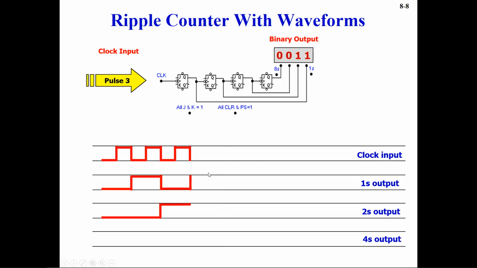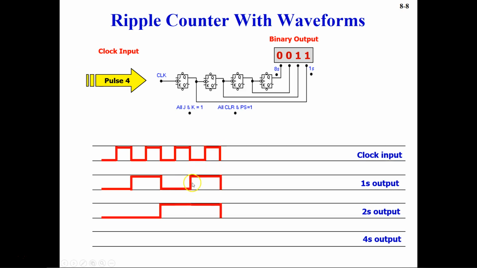I'll just go back. Okay, so when the third pulse is provided, then what will happen? This is your third pulse, and at the third pulse your first flip-flop will toggle again from 0 to 1, and then your second flip-flop, which is this, will stay at 1. So that is what is happening here. And then when you have pulse 4, then what will happen? This is your pulse 4.